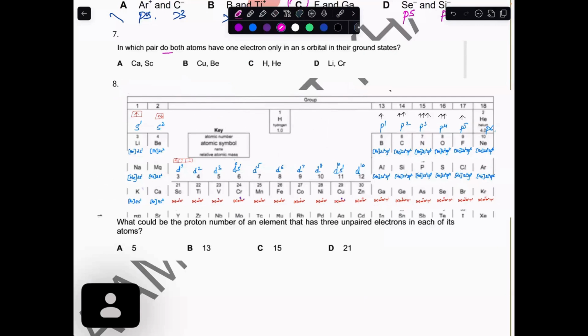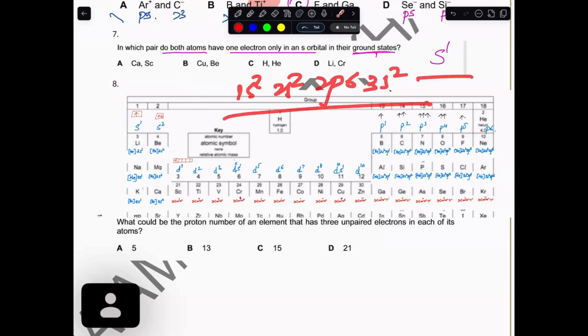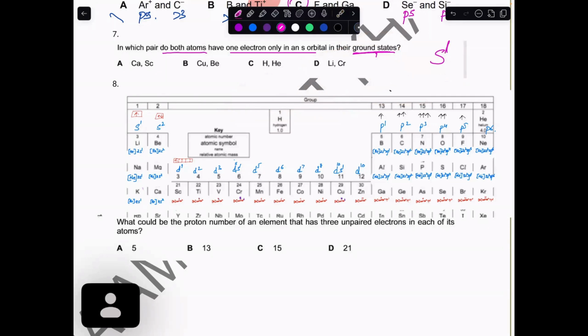In which pair do both atoms have one electron only in an s orbital? In the ground state. Ground state means the configuration that we do: 1s2, 2s2, 2p6, 3s2. This is called ground state because the filling of electrons is on the basis of energy. Low energy is filled first. So, both have one electron in s.